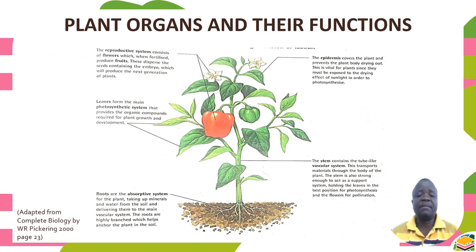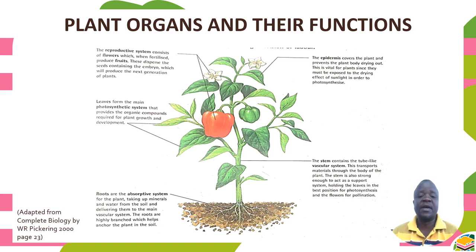Let us look at the plant organs and their functions. Basically, here we see a lot of organs. In general, the whole plant has got the organs and their functions. So we have the leaves. The leaves have the epidermis, which we will see its functions, what it is performing. The epidermis is the uppermost layer, and it also has its function.